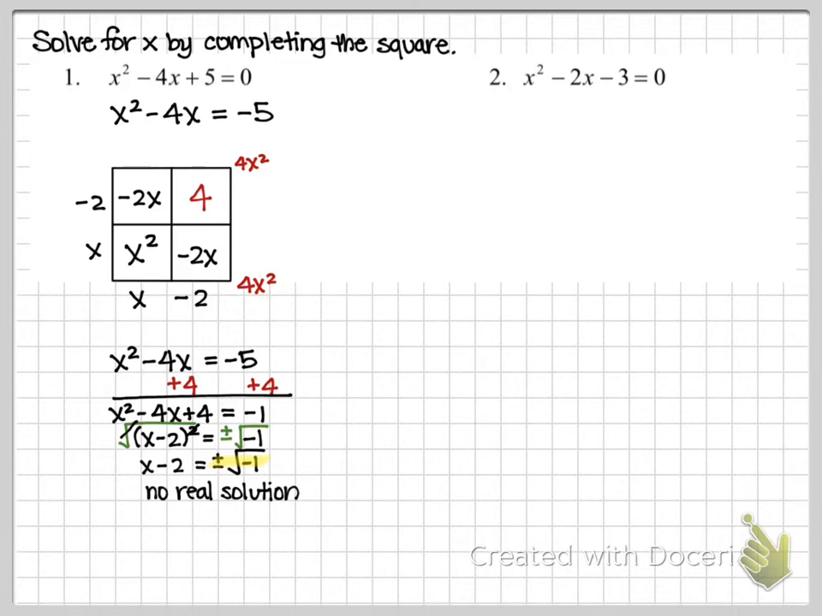Okay, question number 2. Why don't you see if you can get this all set up and all the way down to the end? Follow the exact same process. See if we can answer this one.